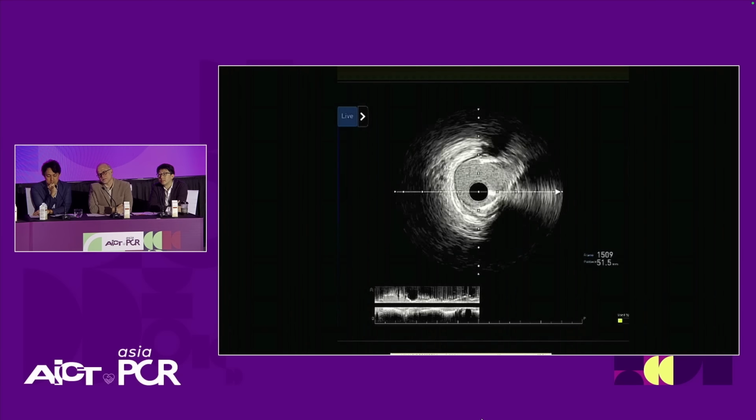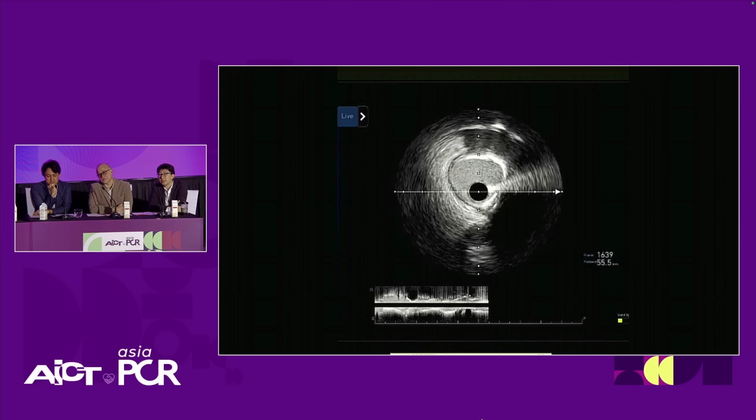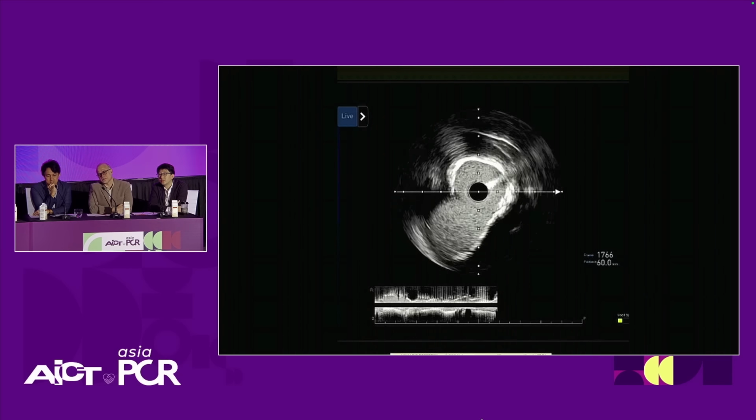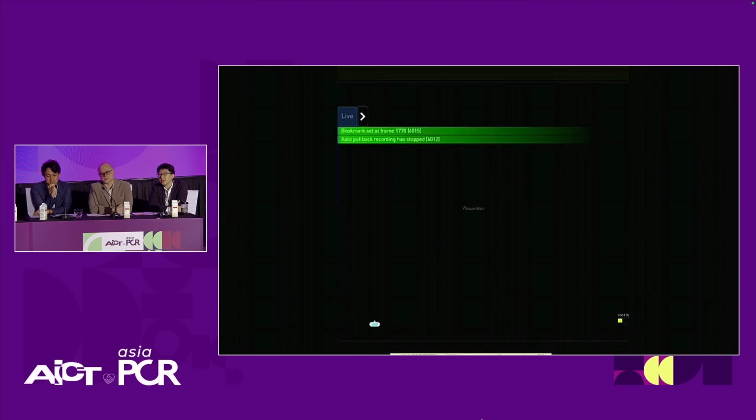And I think we're coming up proximally, some minor disruptions at about 2 o'clock. And I think back in the left main here.